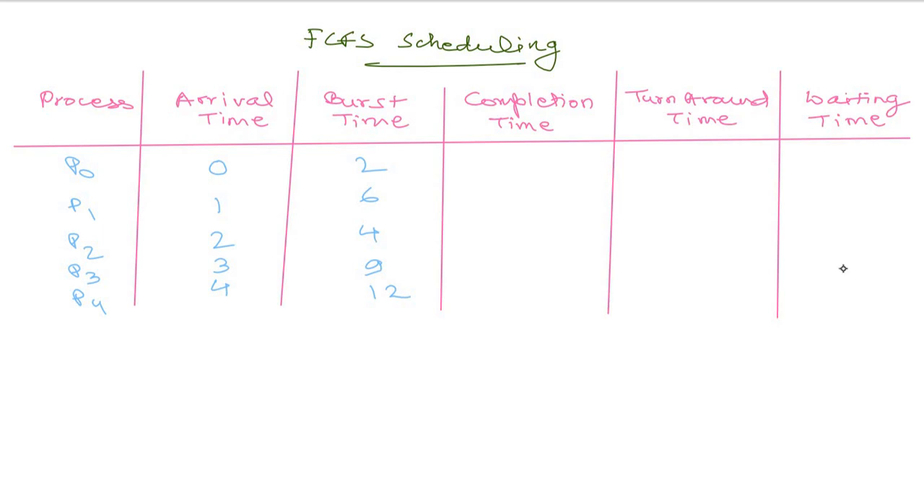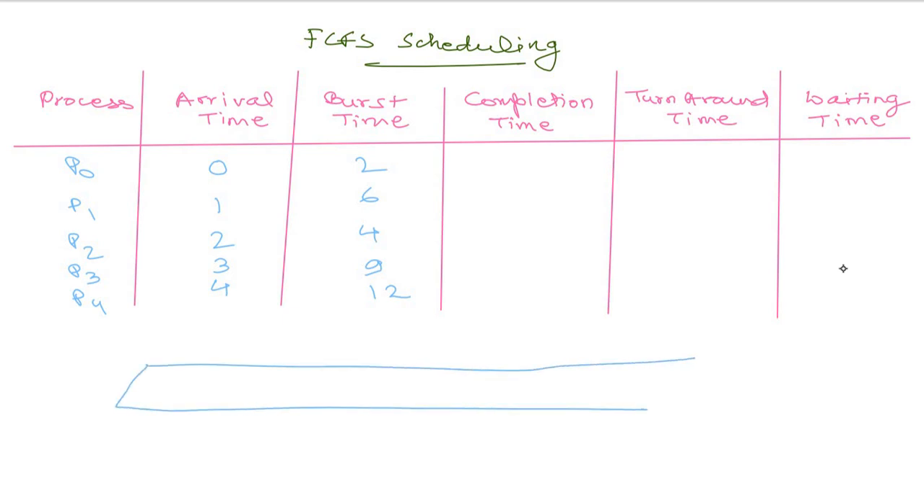So today the first scheduling algorithm that we're going to discuss is FCFS, that is first come first serve scheduling algorithm. It's as simple as its name. So as soon as a particular process arrives, we allocate it to the CPU, and when it completes we allocate the next one. So let's see how it is done.